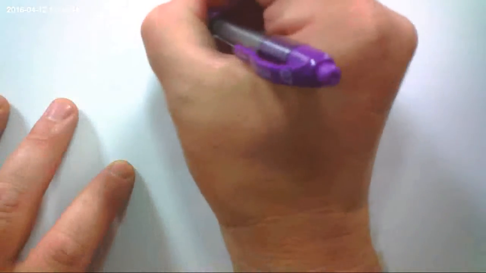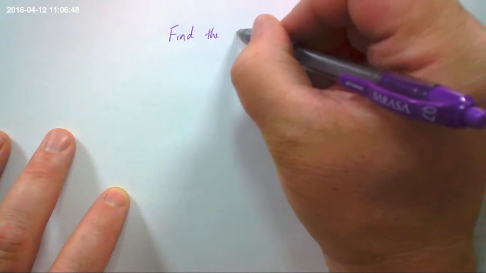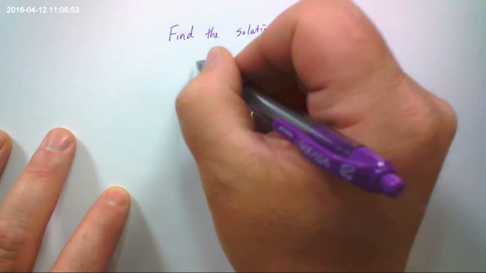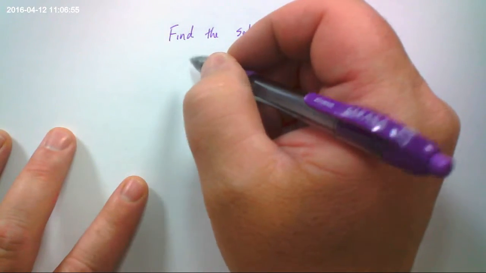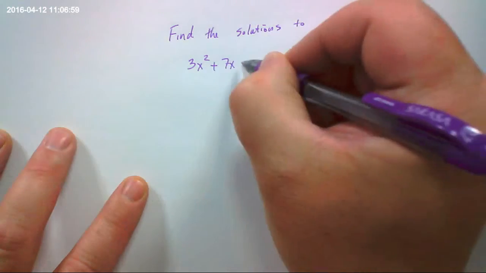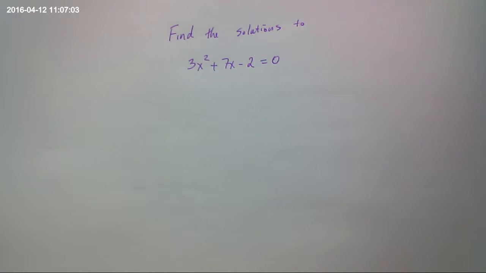Yep. Okay. Let's see. Here's what the instructions will say. It'll say, find the solutions to, and then it might be one like, 3x squared plus 7x minus 2 equals 0. It might say something like that.